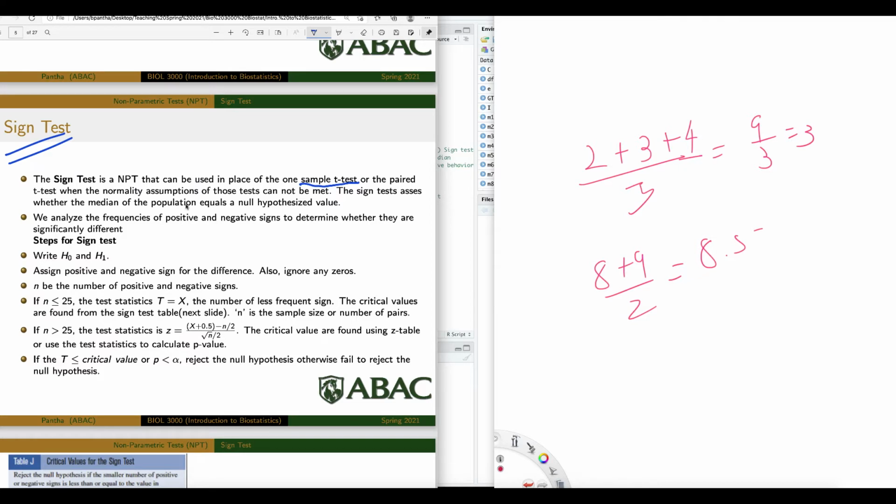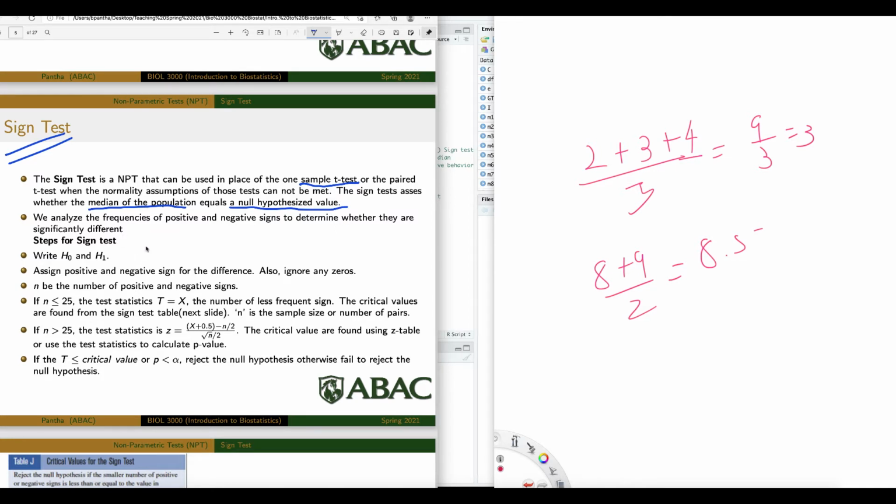Okay. And when the normality assumption of those tests cannot be met, the Sign test assesses whether the median of the population equals a null hypothesized value. We analyze the frequencies of positive and negative signs to determine whether they are significantly different.